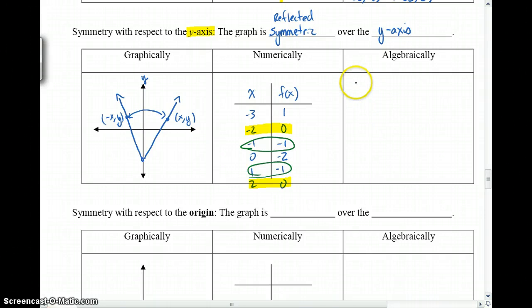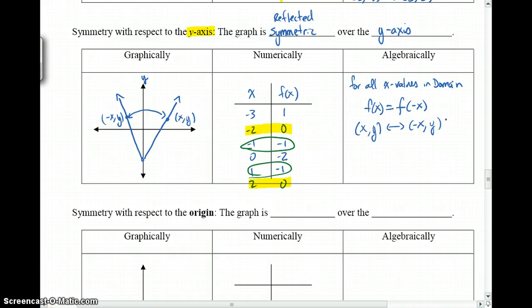So algebraically, we say for all x values in the domain, we know that f of x is going to be equal to f of negative x. Another way of saying that is that if I have a point (x, y), I know that there must also be a point (negative x, y).